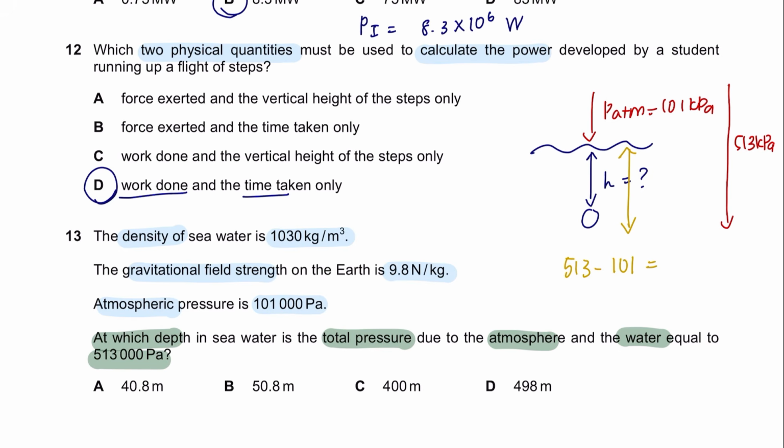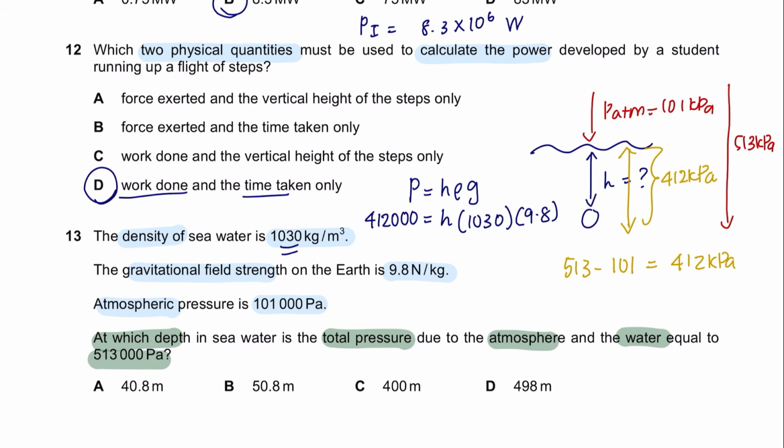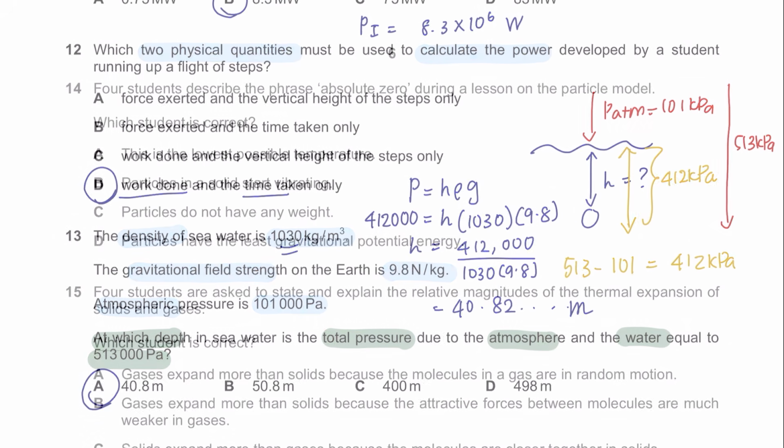From here, we can find the pressure underwater by doing this, 513 minus 101, giving us 412 kilopascals. So the pressure underwater is 412 kilopascals. To find pressure underwater, we can use the formula H rho g. We found that the pressure underwater is 412,000. We're going to look for H. Density is given, 1030, and g is 9.8. Rearrange this and you will get a value of 40.82 meters. So your answer is A.